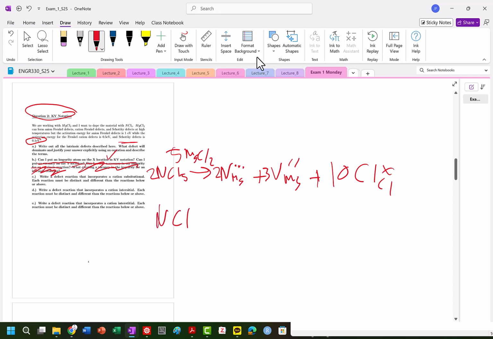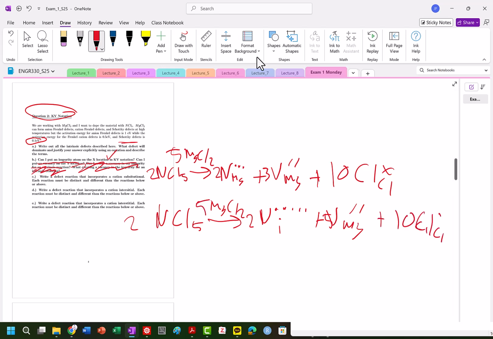What about a cation interstitial? So NCl5, MgCl2, a cation interstitial. N interstitial is going to be 1, 2, 3, 4, 5, plus a vacancy of Mg. That's going to be minus 2. Put a 5 there. Put a 2 here. 2, 5, plus 10 ClX. Done. And then finally, NCl5 into MgCl2.